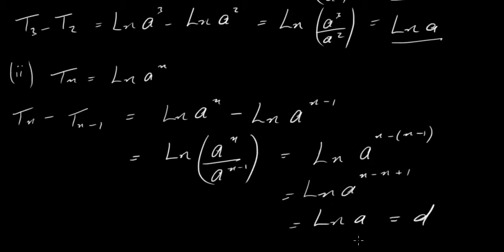Log a is a constant, so therefore when we subtract any term from the following term in the sequence, we get a constant. A is a constant, so log a is a constant. And that's d, our common difference.